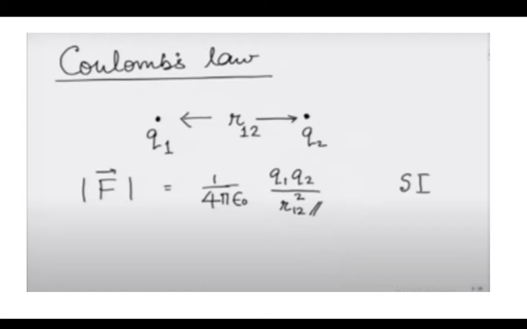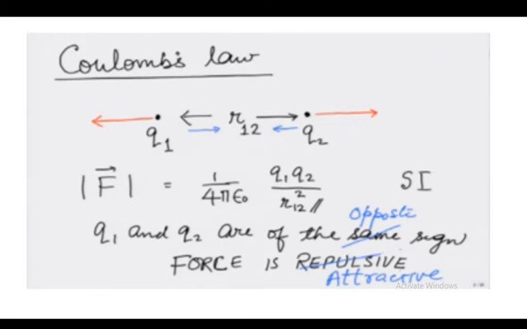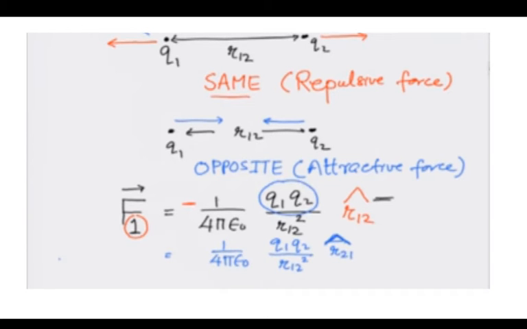For the direction of the force, as you can see in this slide, if q1 and q2 are of the same sign, that is, both positive or both negative, then the force acting between these two charges is a repulsive force along the line. And if the signs of the two charges q1 and q2 are opposite, then the force acting between them is an attractive force.